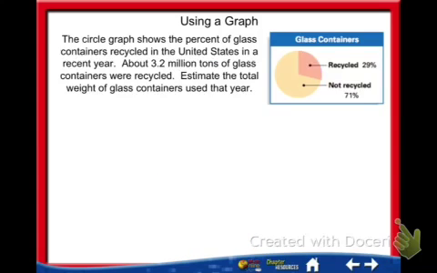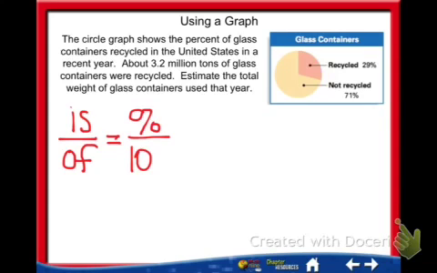The circle graph shows the percent of glass containers recycled in the United States in a recent year. About 3.2 million tons of glass containers were recycled. Estimate the total weight of glass containers used that year. We're going to use a proportion. Is over of equals percent over 100.